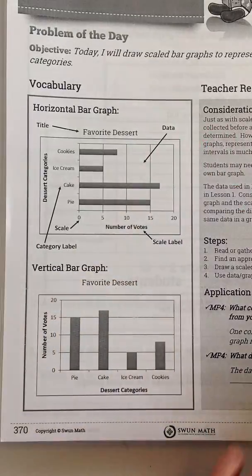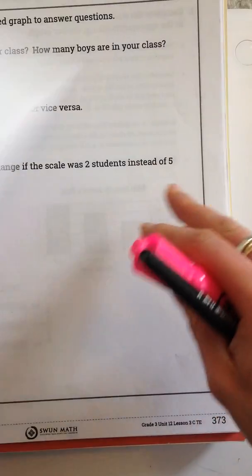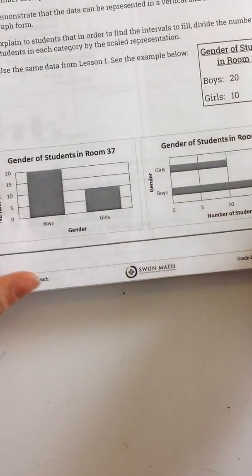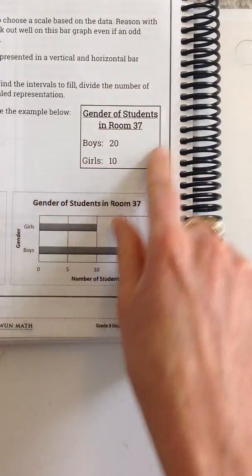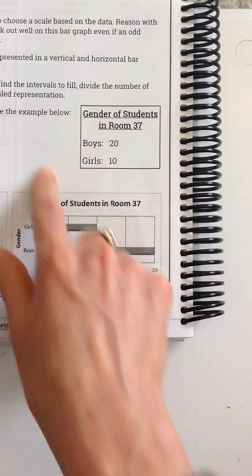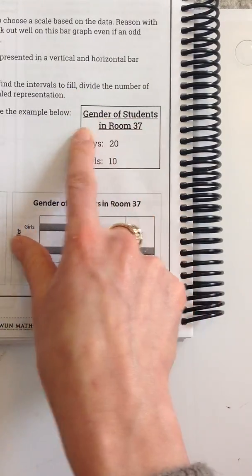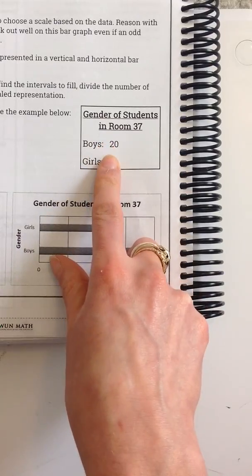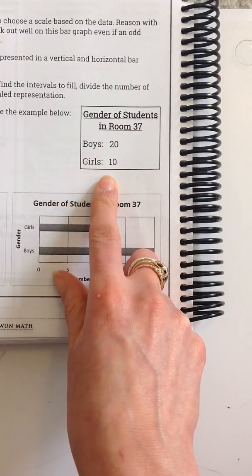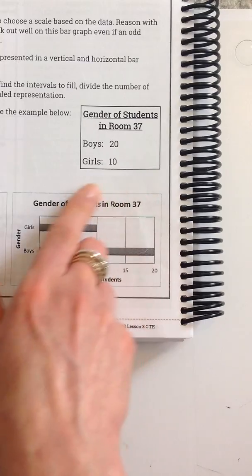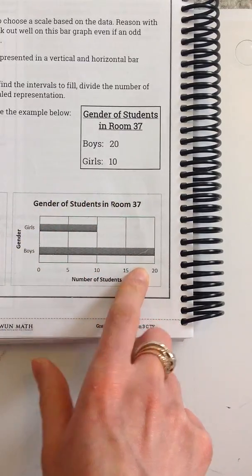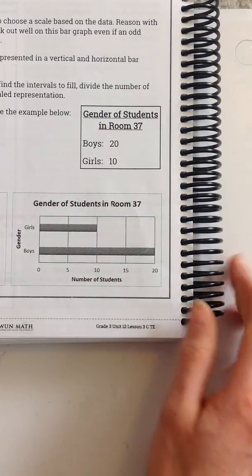So if you look on to our next page, I apologize again that it zooms in so much on here, so just bear with me. We actually have the same data from the problem that we did in Unit 12, Lesson 1. So it was the gender of students in room 37. There were 20 boys and 10 girls, but this time instead of showing this data represented in a picture graph, we're showing it in a bar graph, okay?